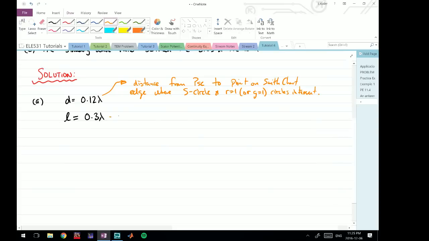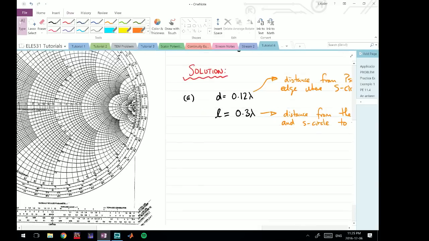But first, I want to also define L, just so we can understand how these things are actually going to help us. This is the distance from the intersection of the R equals 1, again, or G equals 1 circle and the S circle, to the load. So the second one's relatively simple because from the load you go to the intersection, but the first one, the way it's worded, might be a little more confusing.